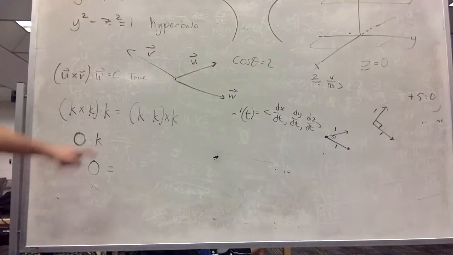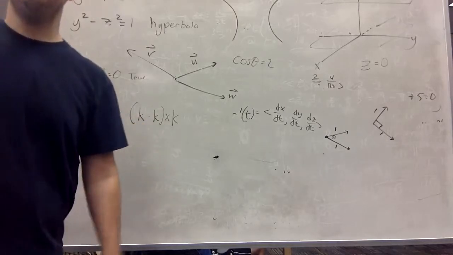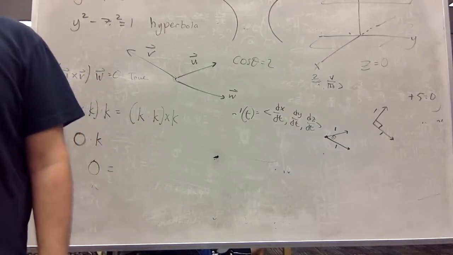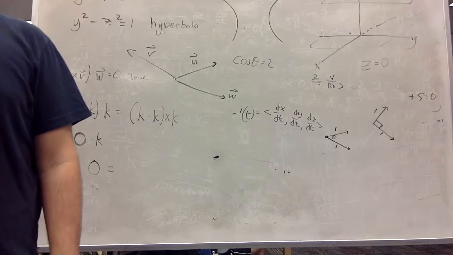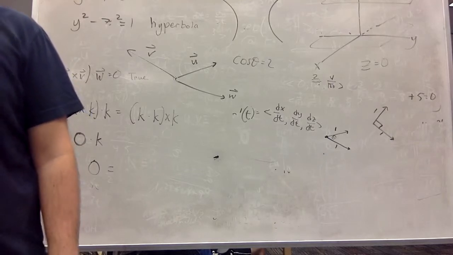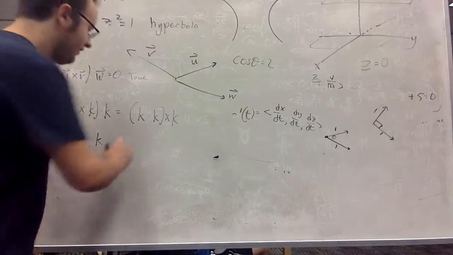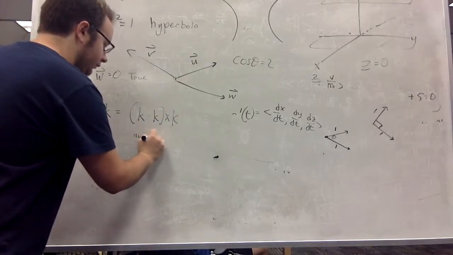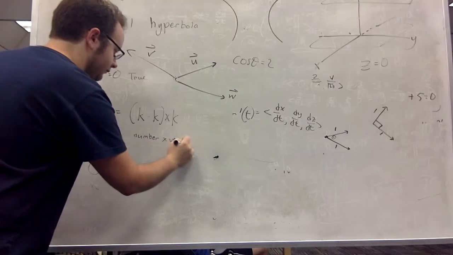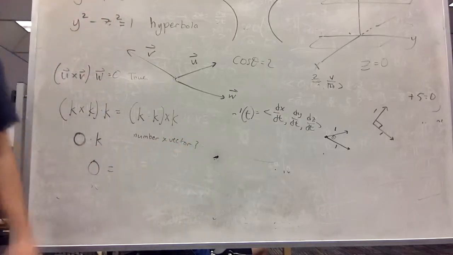Better yet, k dot k is going to be what? When you dot two vectors, what do you get? A scalar, right? You get a number. So you have a number. Can you cross a number with a vector? No, it's not even possible. You can't cross a number with a vector.